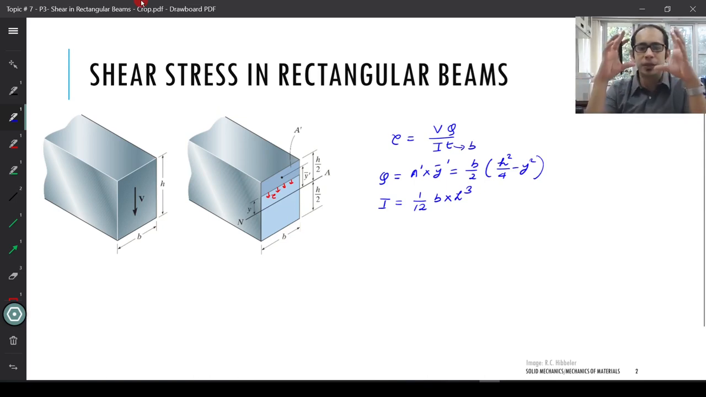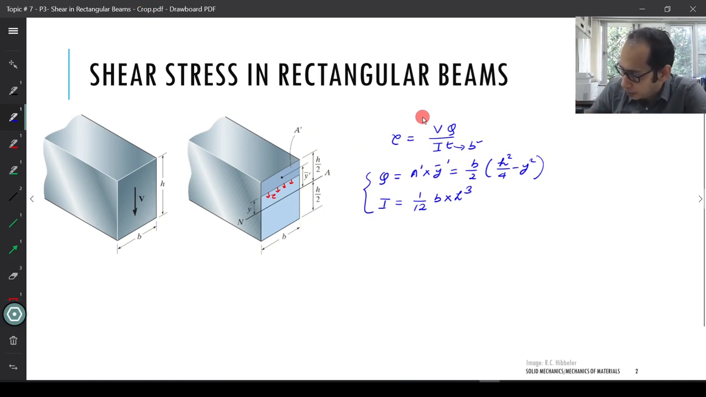So after you substitute all of these in the formula for tau equals VQ by It, the expression for tau that you get boils down to something like this.